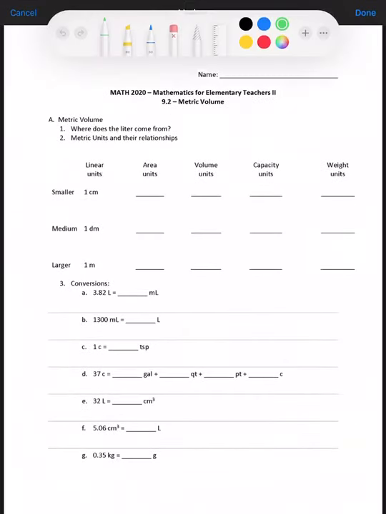Alright class, in this video we're going to go through the handout for section 9.2 metric volume. We're going to look at the metric system of volume in a little bit deeper way than we have in the past. The handout begins with a question about where the liter comes from.